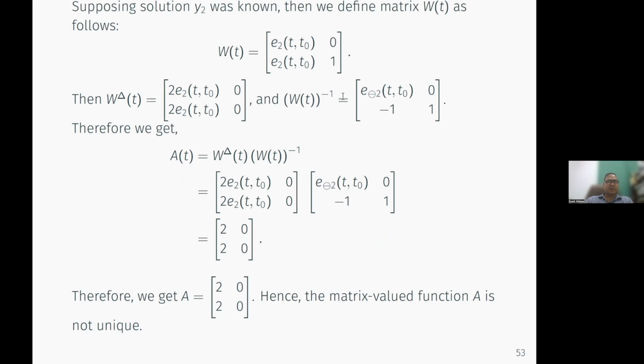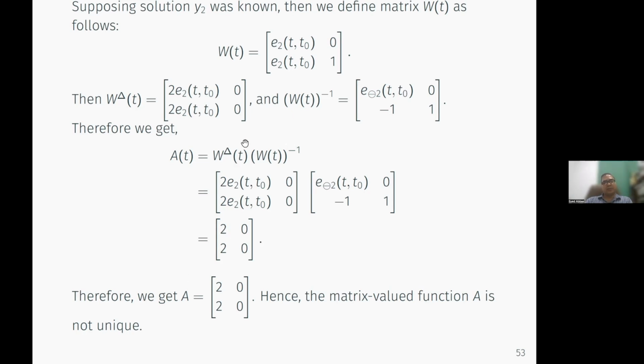Now, the second case where R is less than N. In this case, let us assume that we have only one solution, and then we just pick 0, 1. So we can define this matrix, and W delta T we can compute, which is given by this. The inverse is given by this, and then AT can be computed using the same formula because we have this relation for W. So if it comes out to be 2, 2, 0, 0.